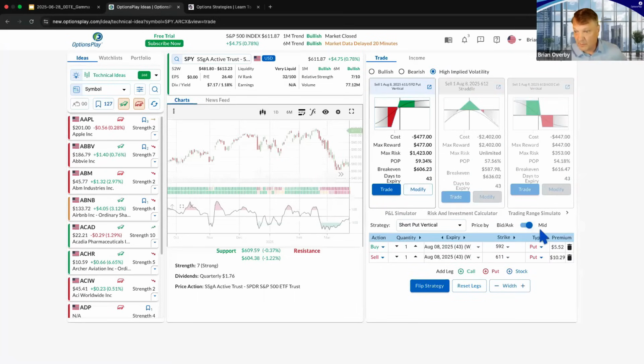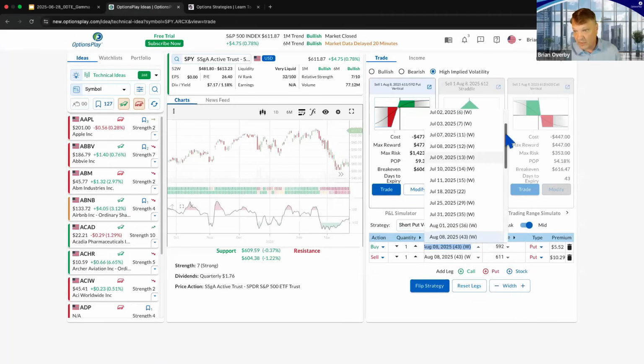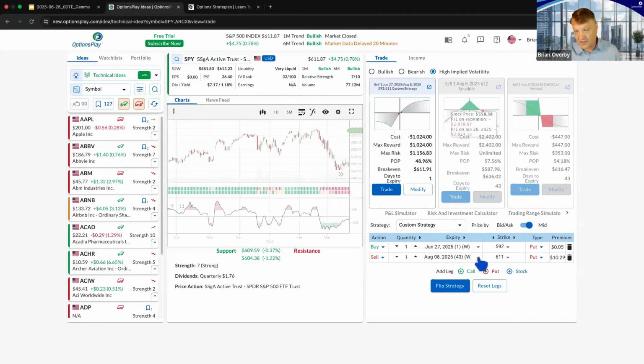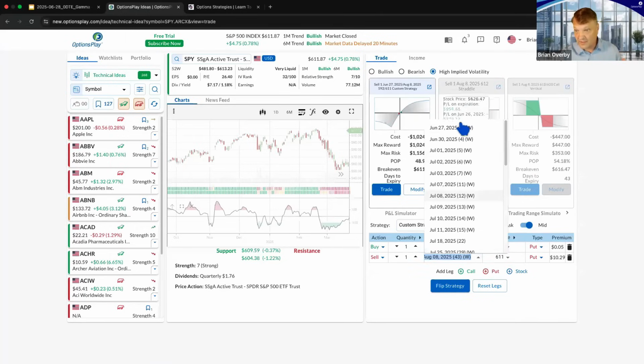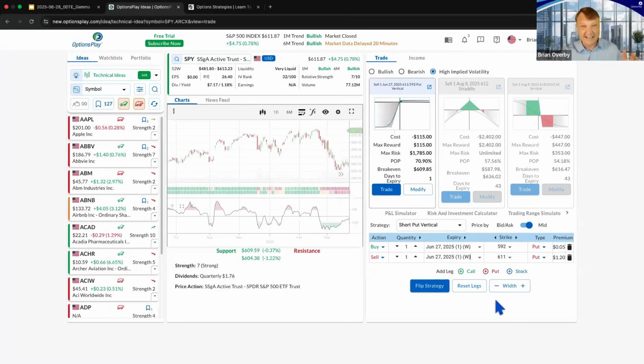I always like to work off the midpoint as opposed to the bid and ask when trying to get a good feel for the strategy. In the SPY, they're so liquid that getting filled close to the midpoint is very feasible if the market doesn't move against you. Then we're going to go all the way down to 1 day remaining to expiration because it is Thursday. So this is literally 0 DTE, right? You've got 1 day for this to live. June 27th is the expiration date.